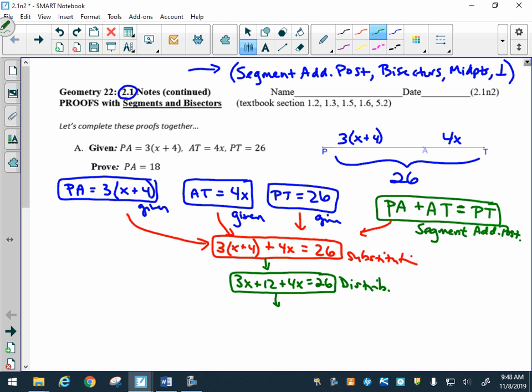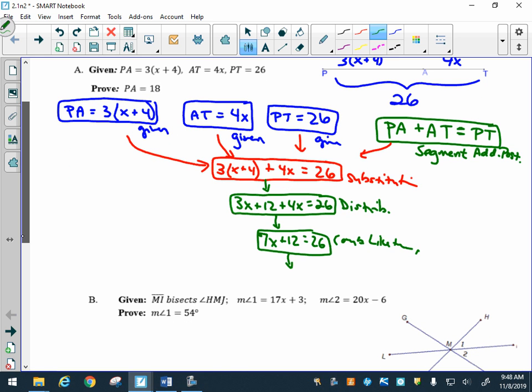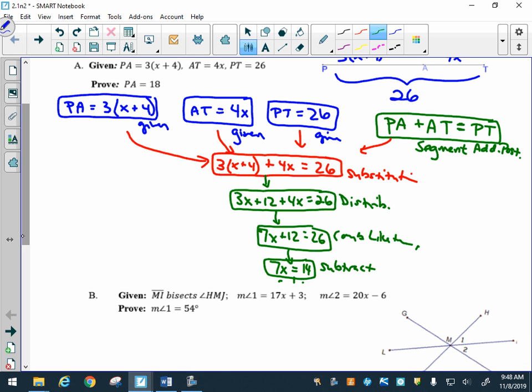and then we're going to combine like terms. And then we're going to subtract. Oops, I'm running out of room again. Subtract. And then we're going to divide. Remember, it's better to just keep going down, but I ran out of room. So this is going to be x equals 2. Division.